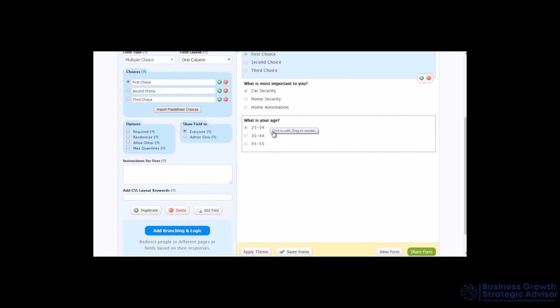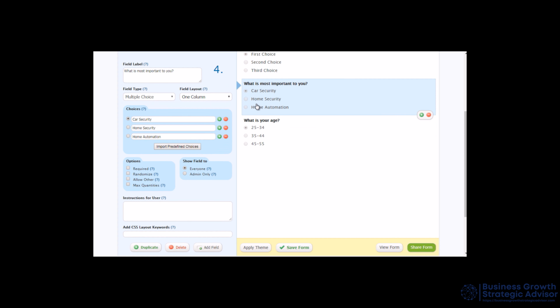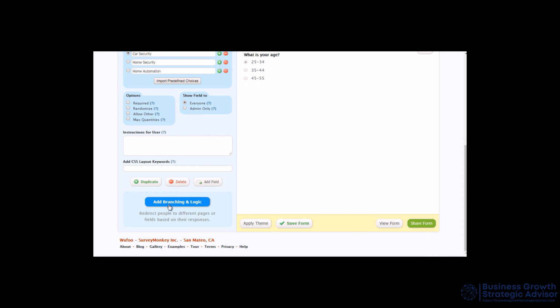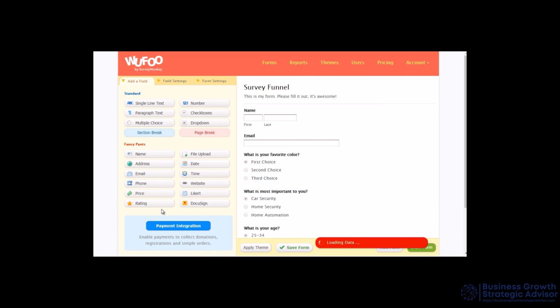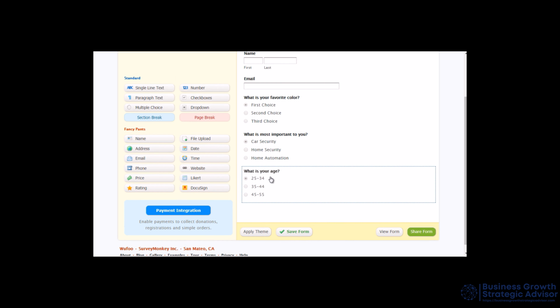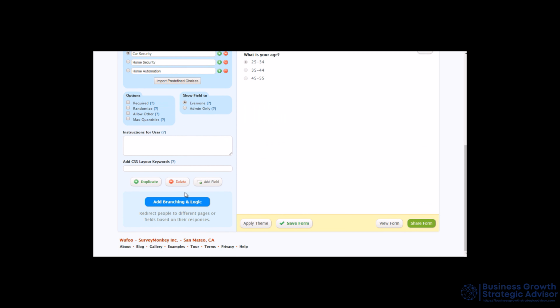Now, here's where it gets interesting. Based on what they enter here, we could actually bring them to a different location. So if we select the field and we scroll down, we click on Add Branch and Logic. So it says you can redirect people. So let's go back over here. Just select this here, scroll. It says redirect people to different pages or fields based on their responses. And that's what you want, right?